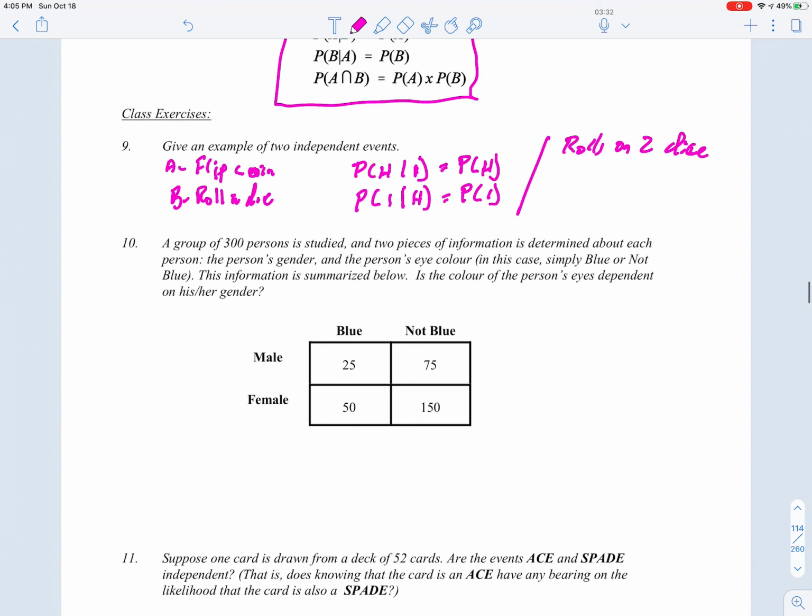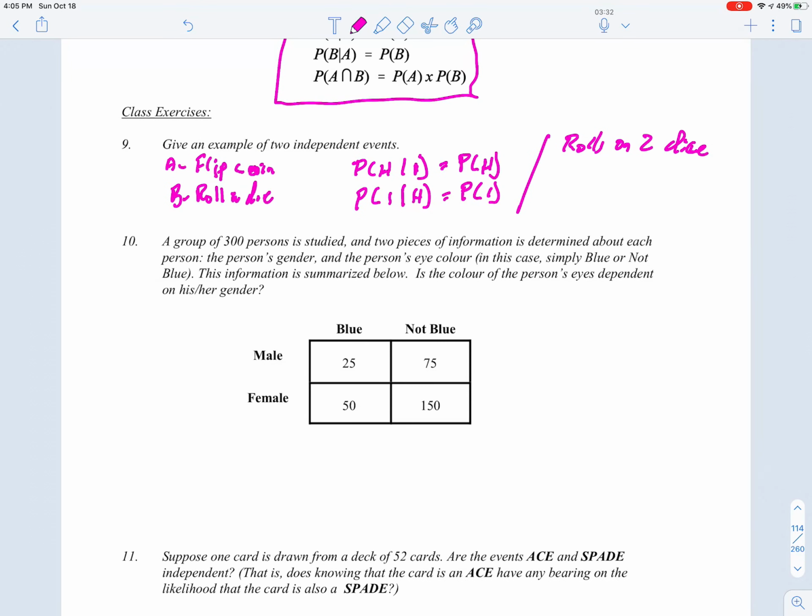So let's take a look here at number 10. A group of 300 persons is studied. 2 pieces of information are determined about them: the person's gender and their eye color. In this case, we'll simply use whether they have blue eyes or not blue eyes, recognizing that there's lots of other different eye colors, as well as different ways that people tend to identify their genders, but we'll keep it to the simple example here.